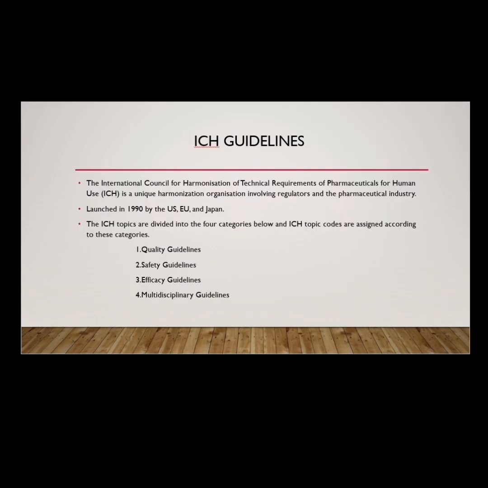The next is ICH guidelines. ICH stands for International Conference on Harmonization of Technical Requirements for Registration of Pharmaceuticals for Human Use. It is an international non-profit association which is unique in bringing together the regulatory authorities and pharmaceutical industries. It was launched in 1990 by the US and Japan. These guidelines are divided into 4 categories: quality guidelines, safety guidelines, efficacy guidelines and multidisciplinary guidelines.